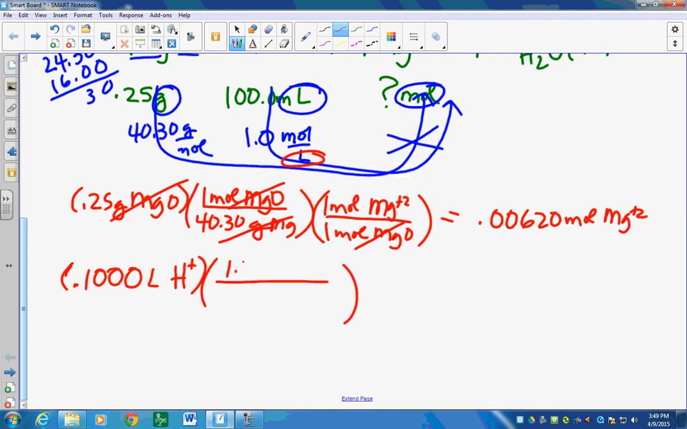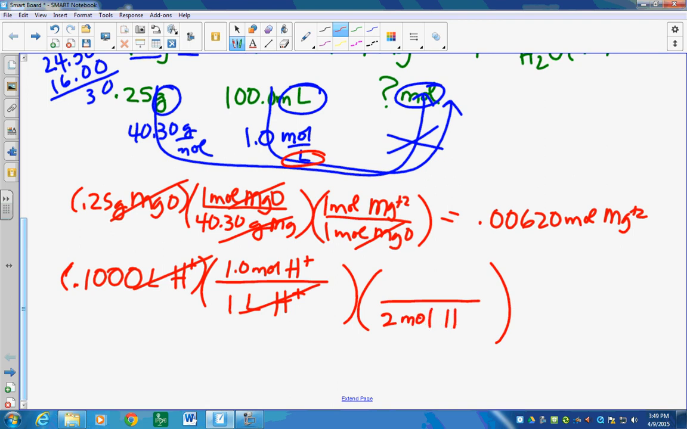Liters is on the top, so you have this solution is made so that there's 1 mole of H plus per liter of solution. And then this is the crazy part. If you look at the balanced equation, you need 2 moles of H plus to make 1 mole of Mg plus 2. And so this cancels with this, and if I do this problem, I get 0.0500 moles of Mg plus 2.